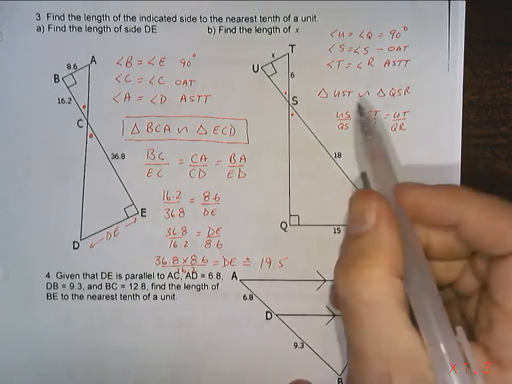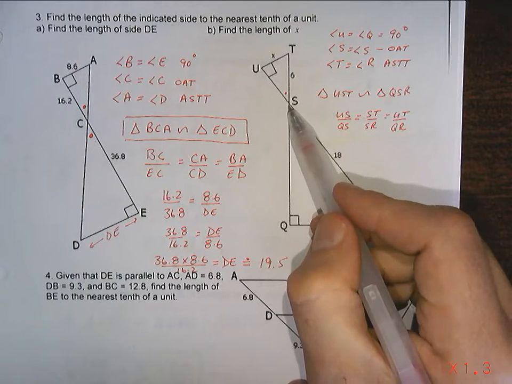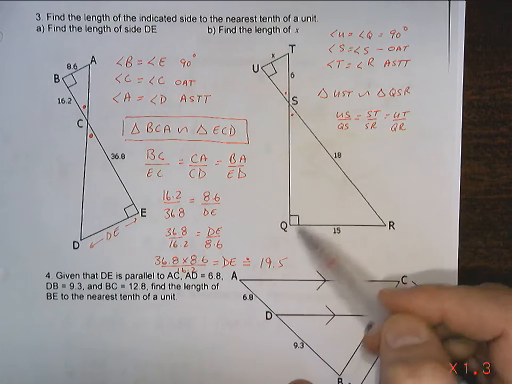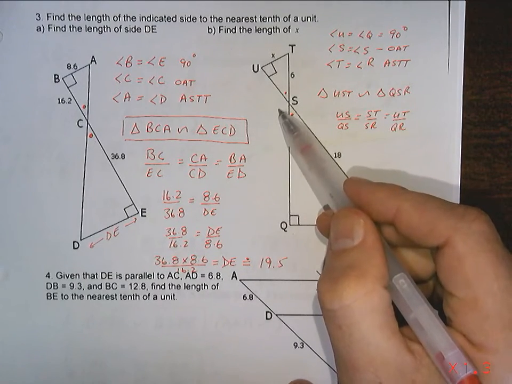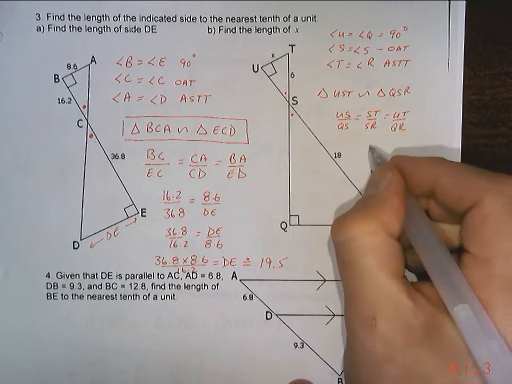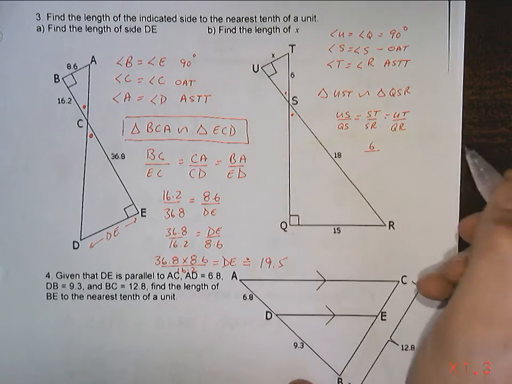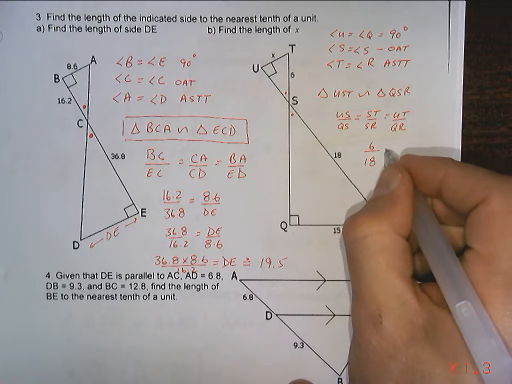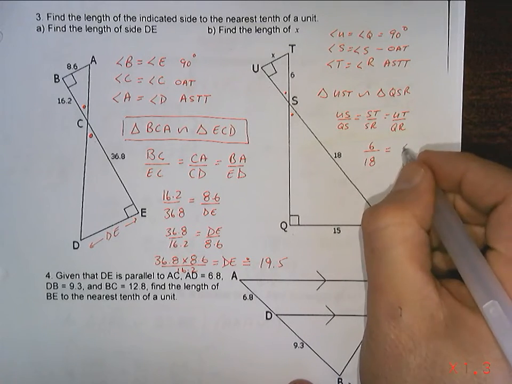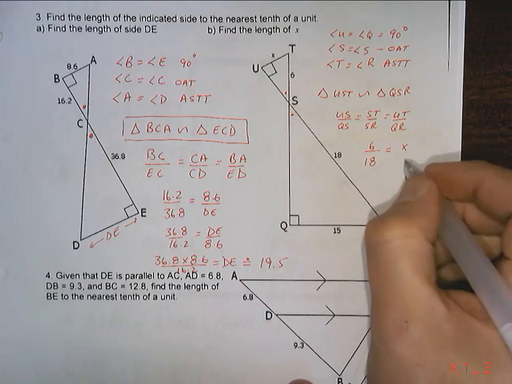What that means is that US, which I don't know and I don't care about, over QS, which I don't know and I don't care about, ST, which is 6, SR, which is 18, UT, which is x, QR, which is 15.